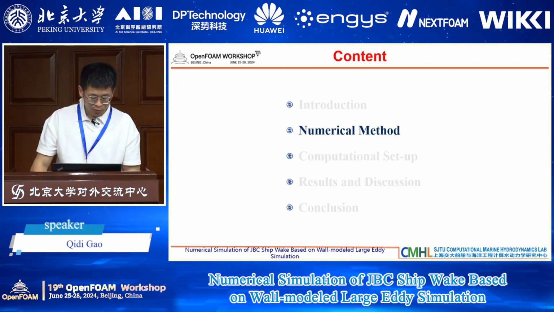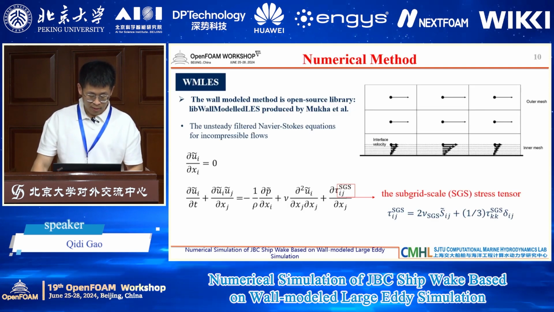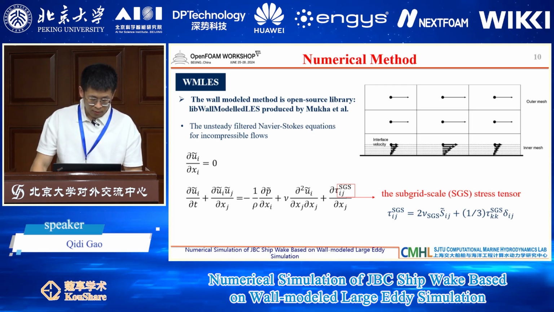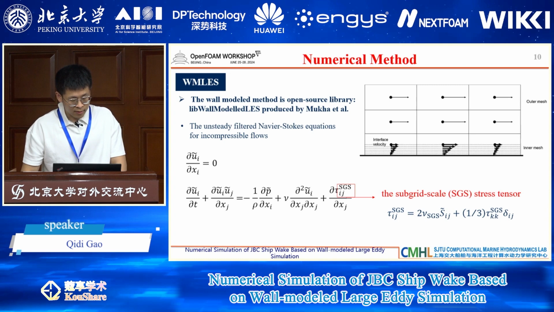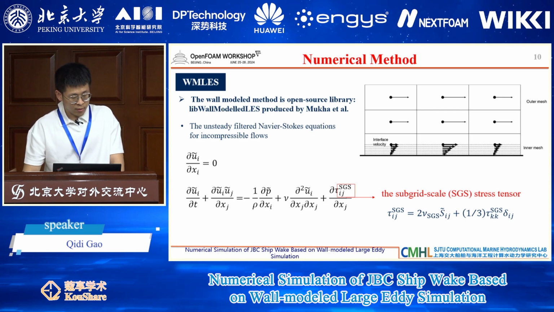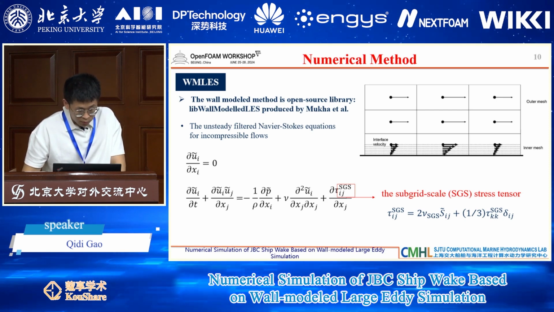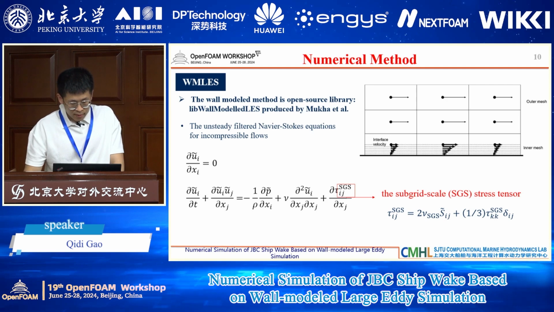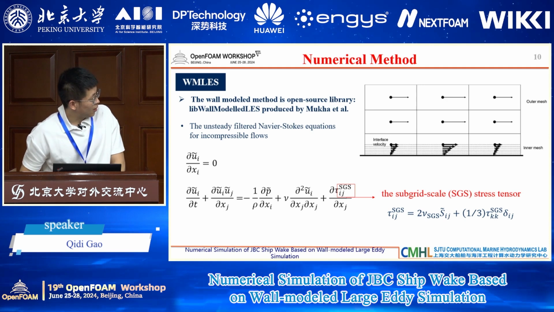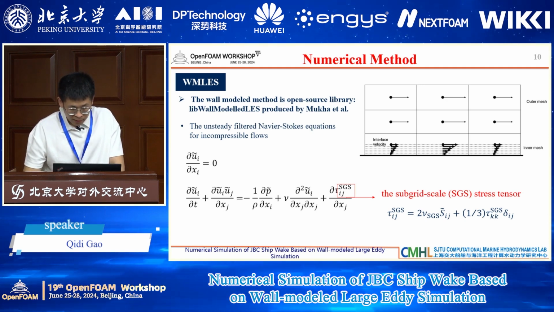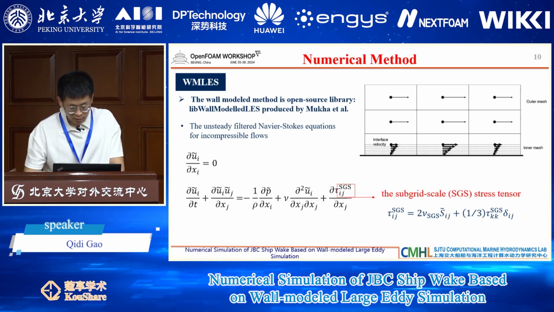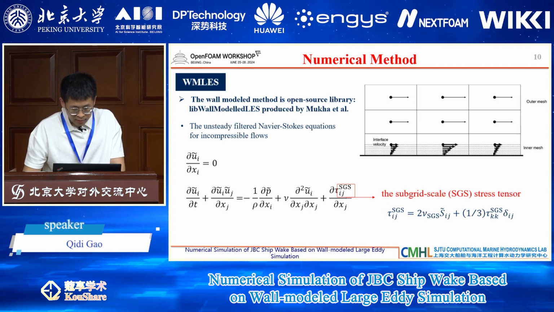And next, I will introduce the numerical method of wall-modeled large eddy simulation. This method uses an open source library. The unsteady filtered Navier-Stokes equations for incompressible flows are as shown. In this equation, there is a tau_SGS parameter, and it is calculated by the equation on the right. In this formula, there is a nu_SGS.